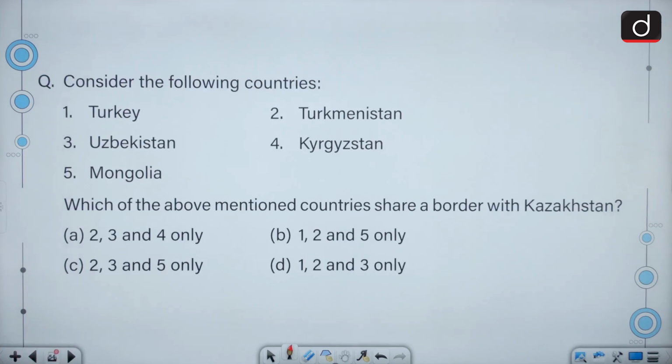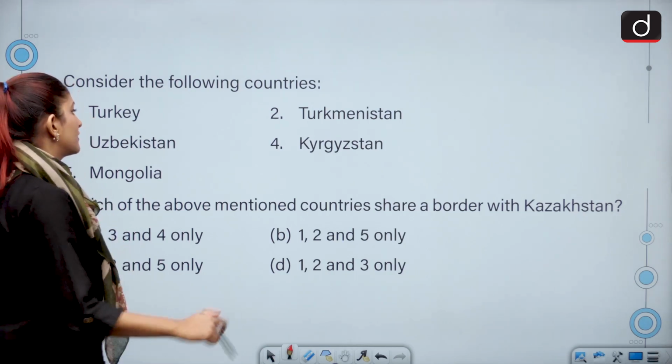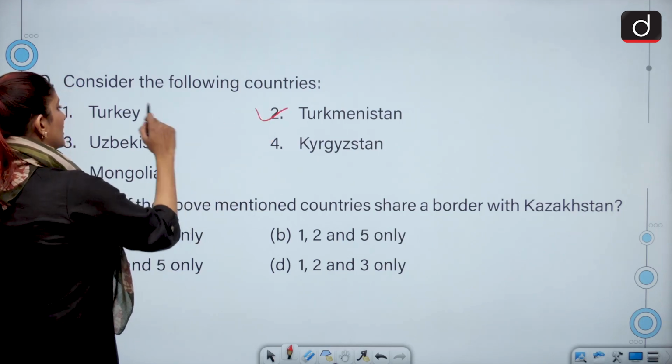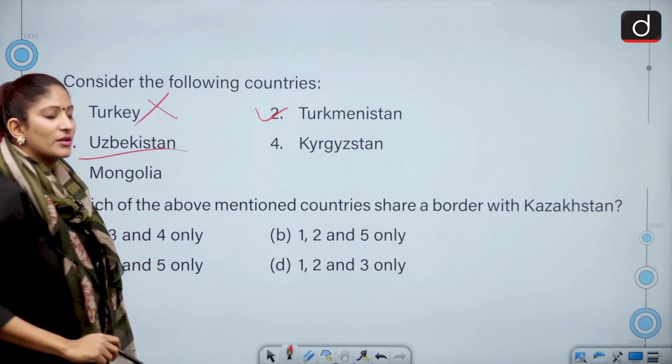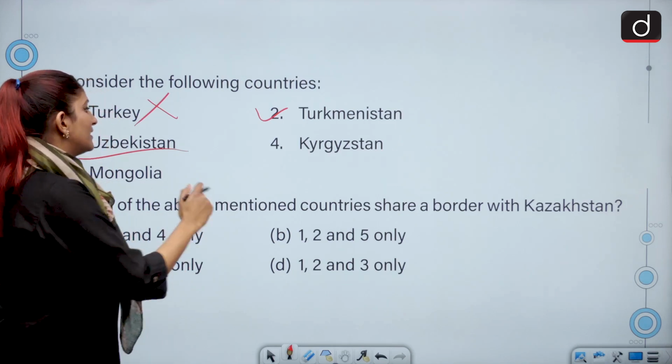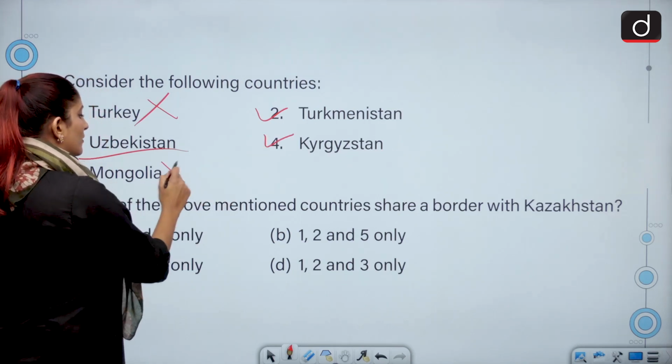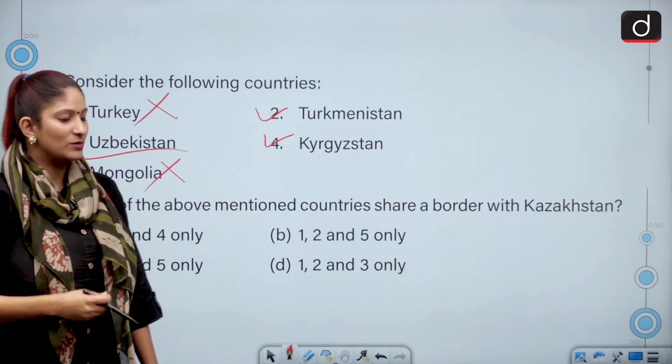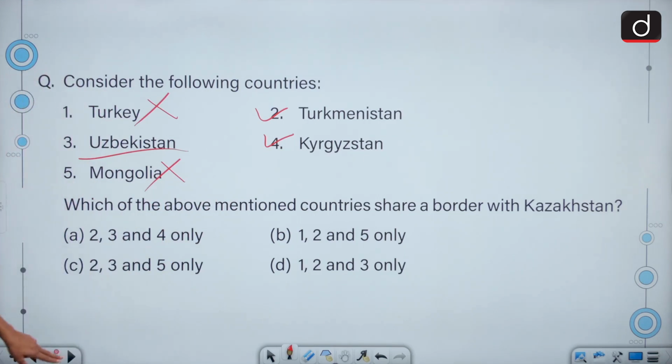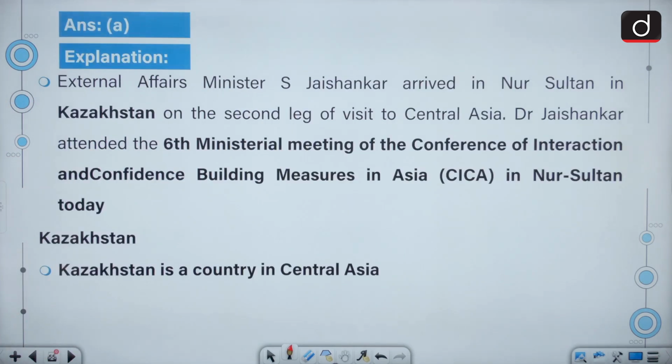Moving on, consider the following countries: Turkey, Turkmenistan, Uzbekistan, Kyrgyzstan, Mongolia. We have to select the countries which have a border with Kazakhstan. So Kazakhstan has a border with Turkmenistan and not Turkey. It has a border with Uzbekistan and Kyrgyzstan and not Mongolia. So the correct answer should be 2, 3, 4. That is option A.